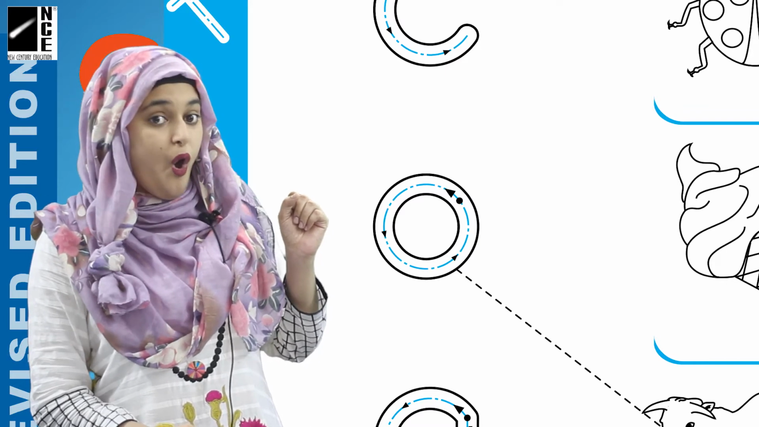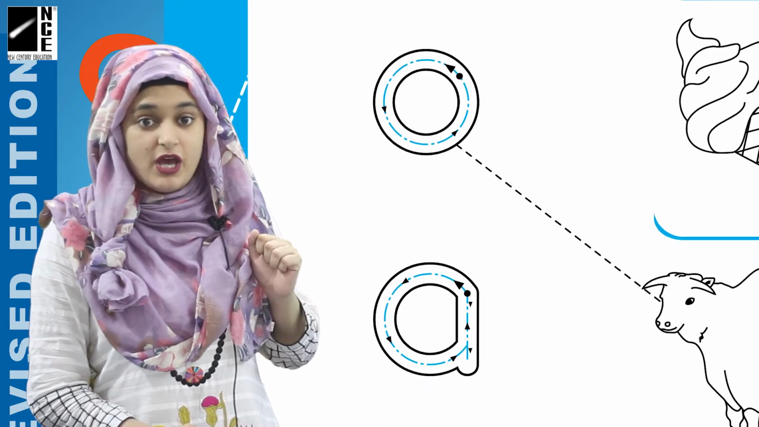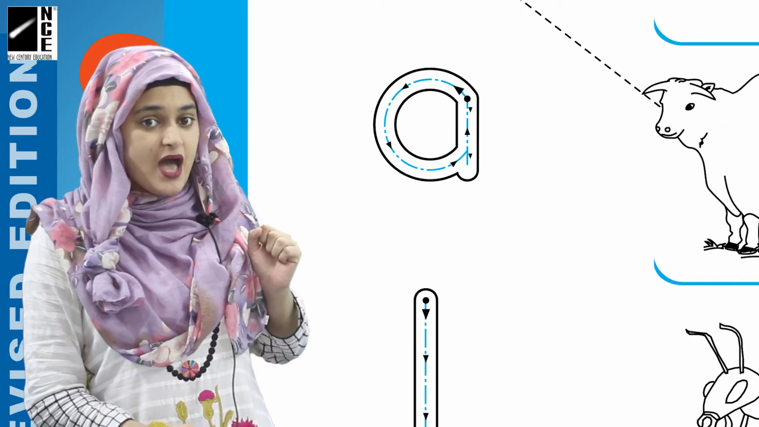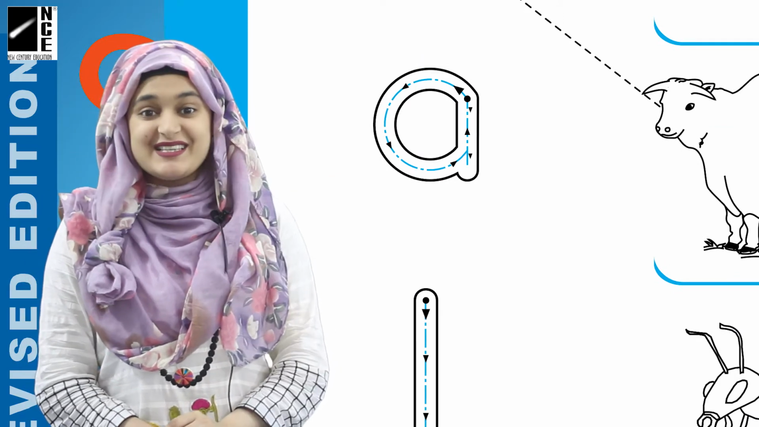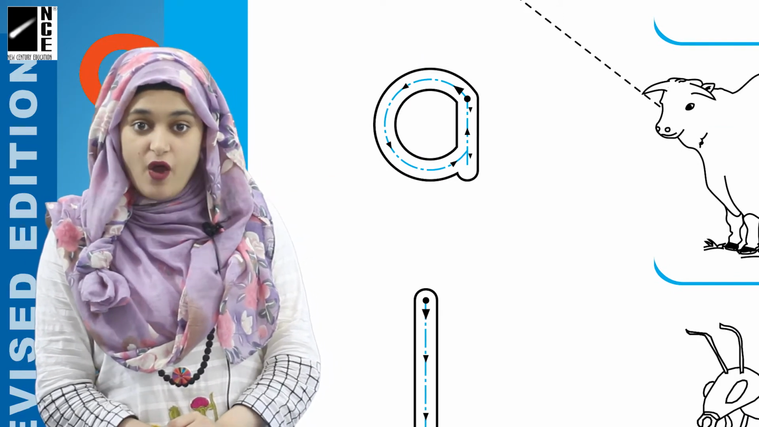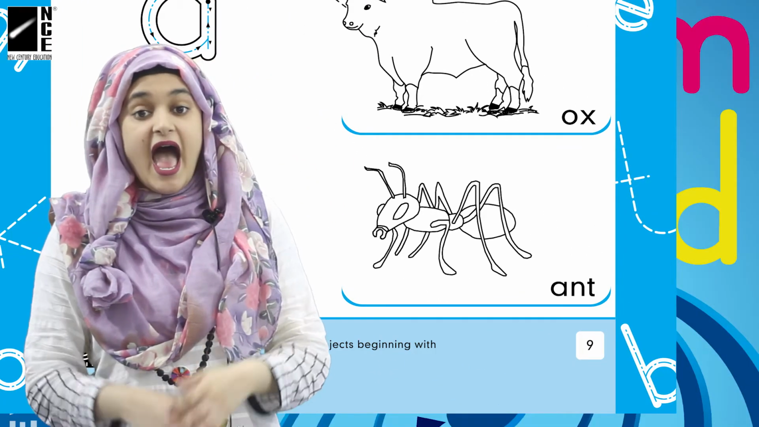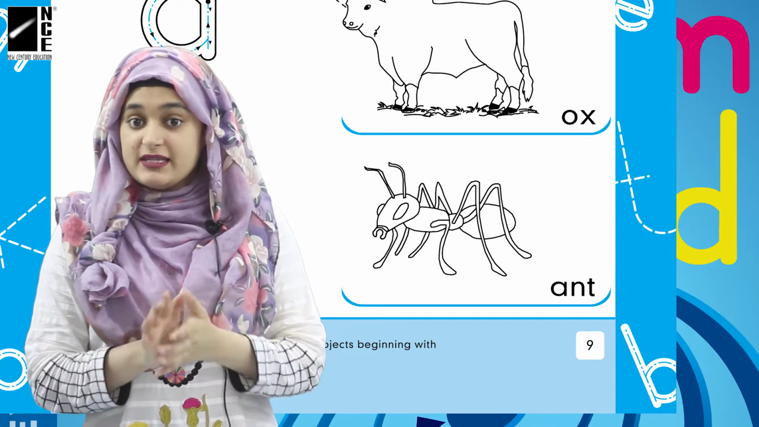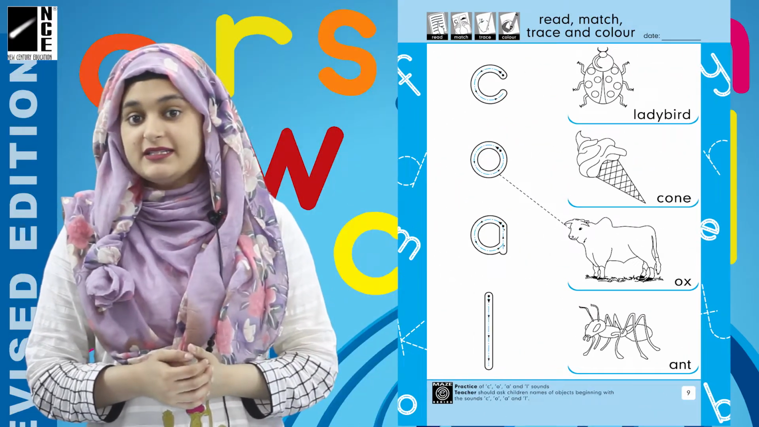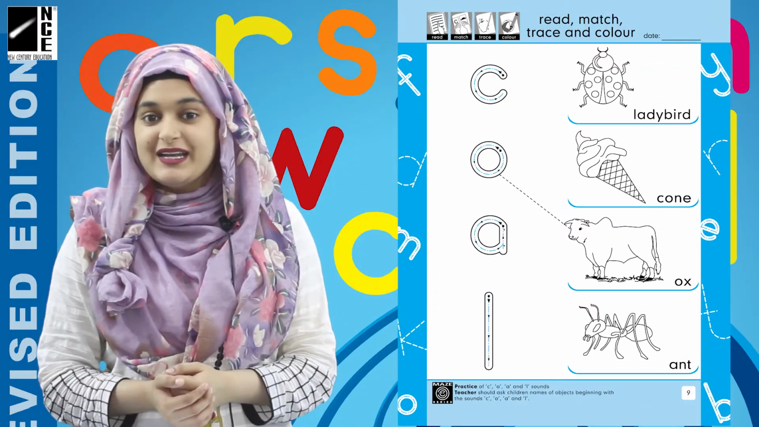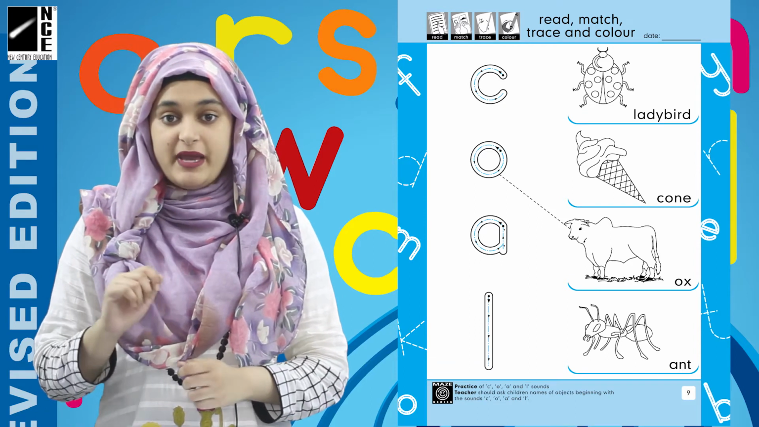And is this A? It is O, and it is already matched. So is this A? Yes, this is A. So now match A with ant. And in this way, this worksheet will be completed. So we will move on to the next one. Now you have to turn the page.